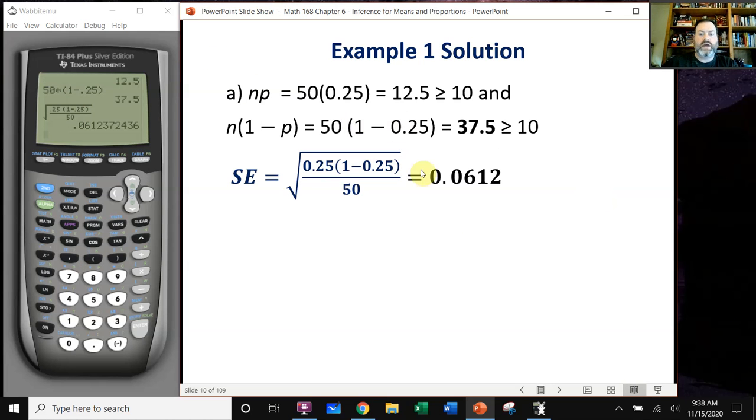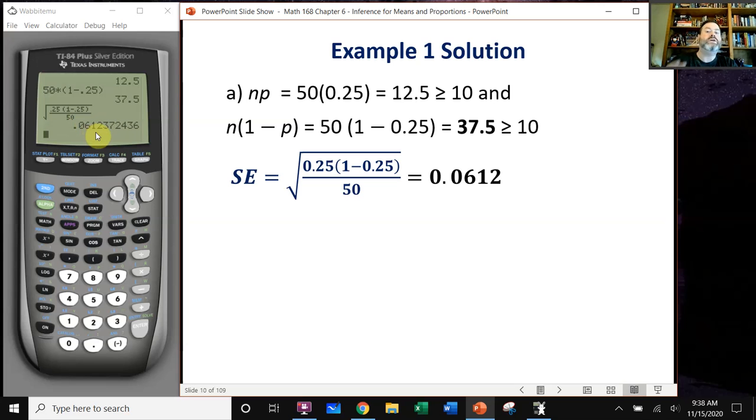So there, you can see that it's 0.0612. I rounded it to 4 decimal places. On the homework, follow the directions. If this is on a test, just follow the directions for rounding. So you can see these are both bigger than 10. I went ahead and did this on the calculator. And then the standard error.